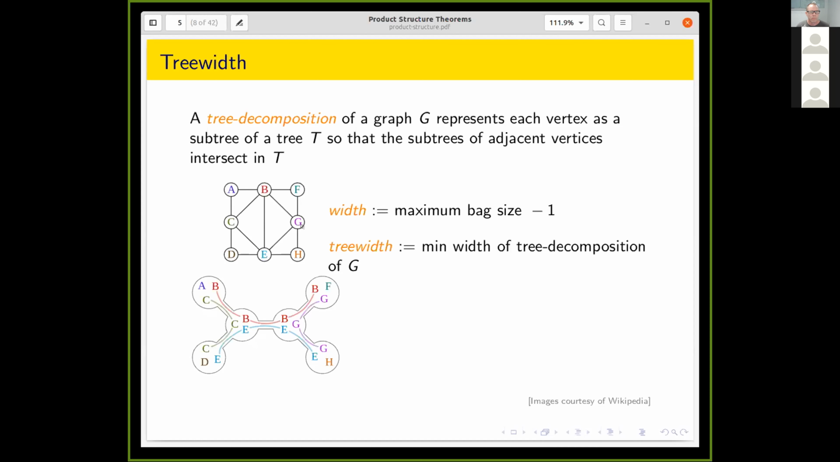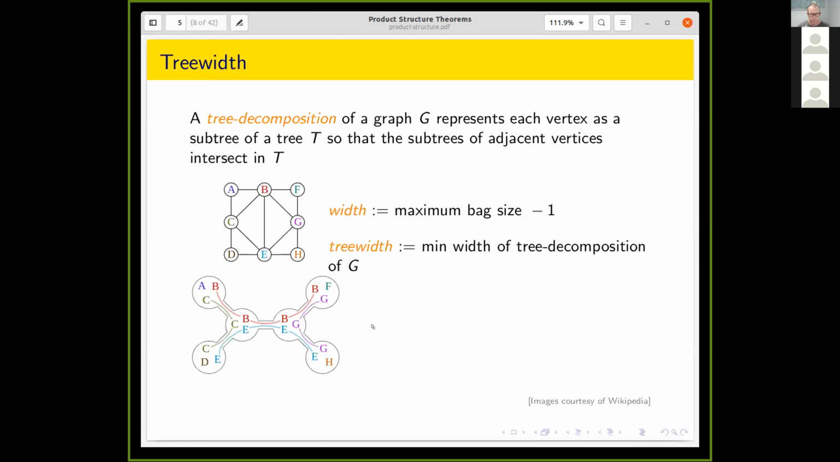So for example, the vertex G in this graph and the vertex E in this graph are adjacent, and therefore the subtree of G, which is this purple path, should intersect the subtree of E, which is this light blue path. And indeed they do.